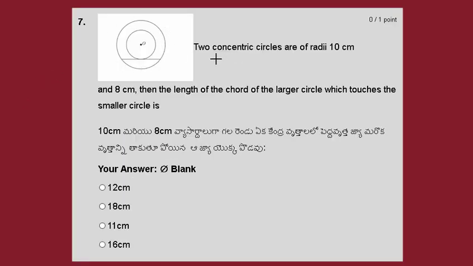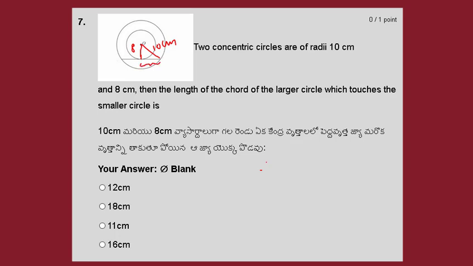Here one diagram is given. Two concentric circles are of radii 10 cm and 8 cm. Then the length of the chord of the larger circle which touches the smaller circle is dash. In the diagram, let us draw two radii. This is the radius of the smaller circle, 8 cm, and this is the radius of the larger circle, 10 centimeters.